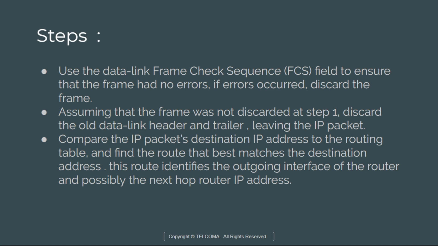Now think about the network layer logic. What are the steps? We use the data link frame check sequence field to ensure that the frame has no errors. If errors occur, discard the frame. Assuming that the frame was not discarded at step 1, discard the old data link header and trailer, leaving the packet. Then compare the packet's destination address field to the routing table and find the route. This route identifies the outgoing interface and the next hop router address.